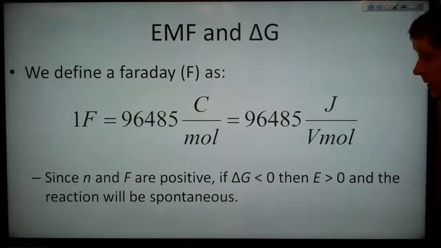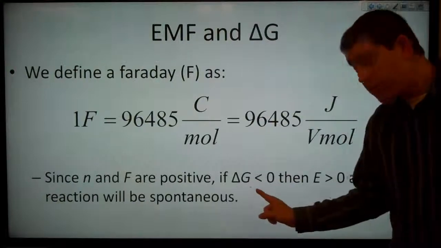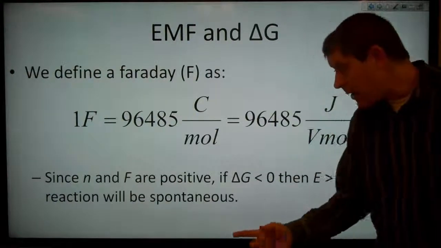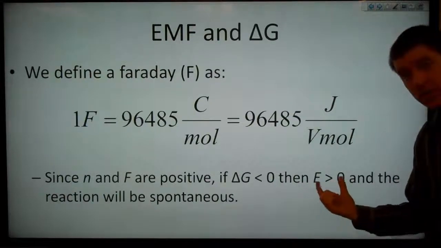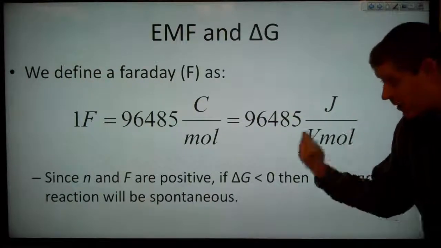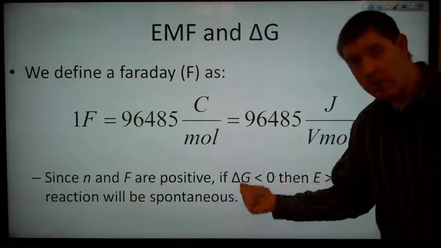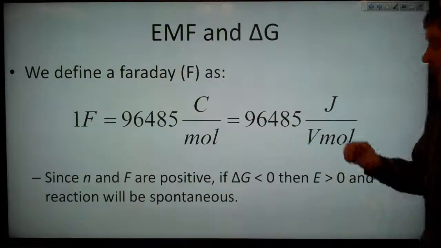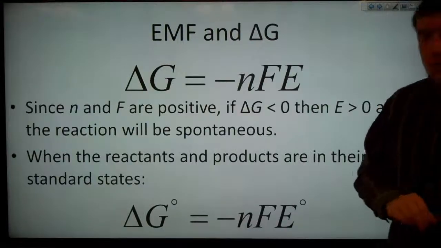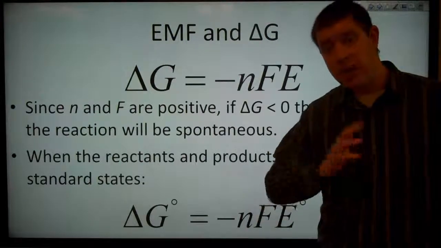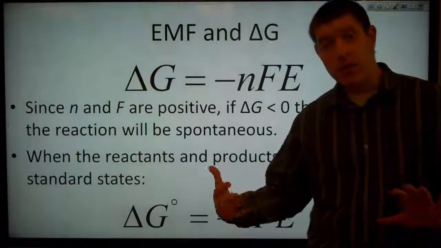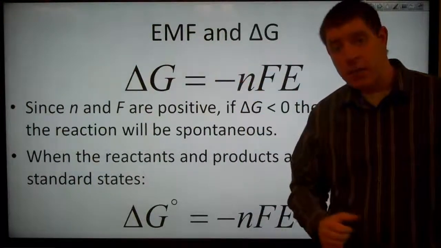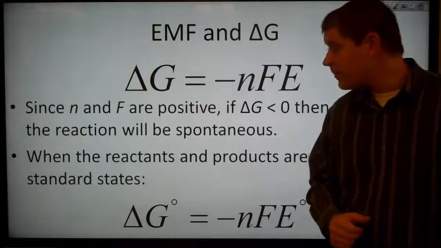So again, we see that if Gibbs free energy is negative, the reaction is spontaneous, and we now have a way of linking that to cell potential. If cell potential is positive, then Gibbs energy is negative, and we know if Gibbs energy is negative, then the reaction is spontaneous. So if cell potential is positive, then the reaction is spontaneous. If cell potential is negative, that means that the Gibbs free energy change will be positive, and that's a non-spontaneous reaction.